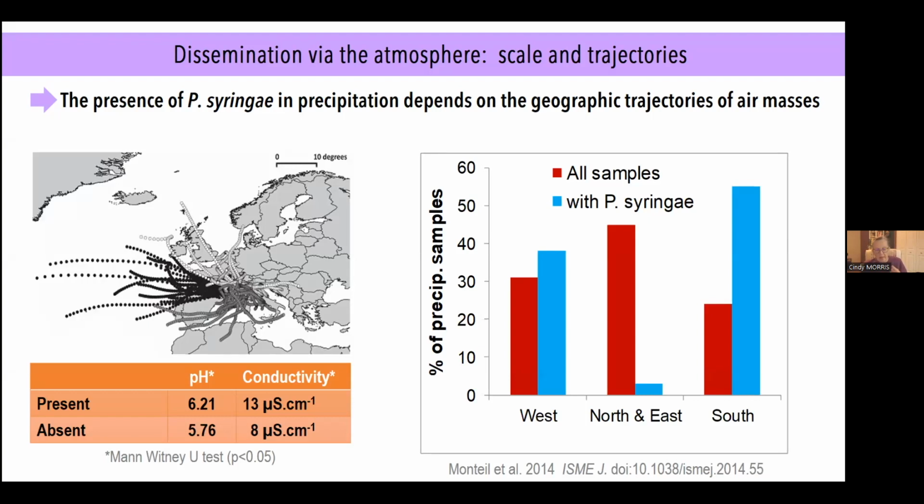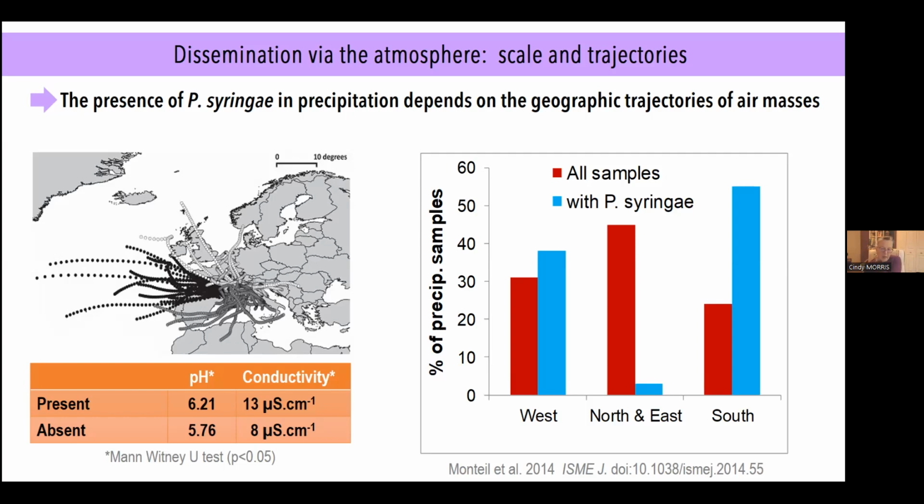And so already we could see that the pH and the conductivity were higher when Pseudomonas syringae was present than when it was absent. So that tells you something about its association. When you have high conductivity, you generally have water coming from the seas with salt in it, okay? And so that tells you something about the air masses that are coming from the west, or the southwest, and a little bit from the northwest, but not much, would more likely carry Pseudomonas syringae.